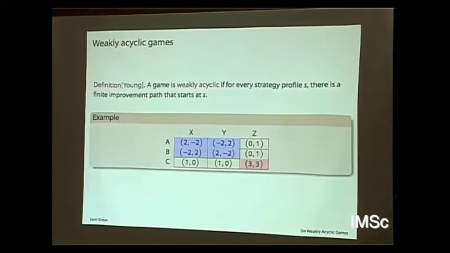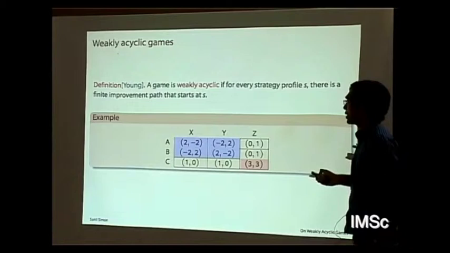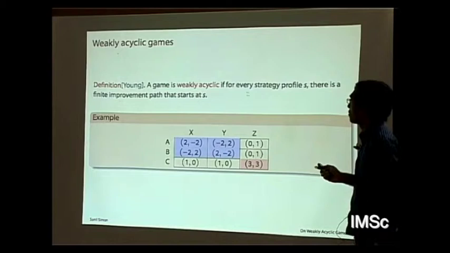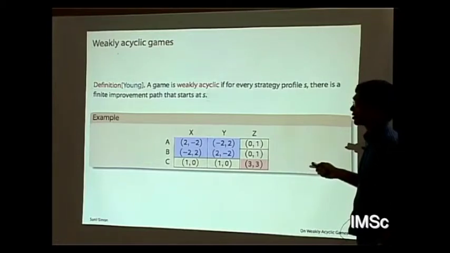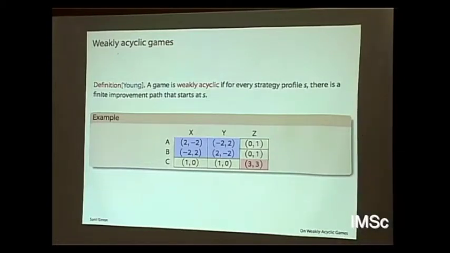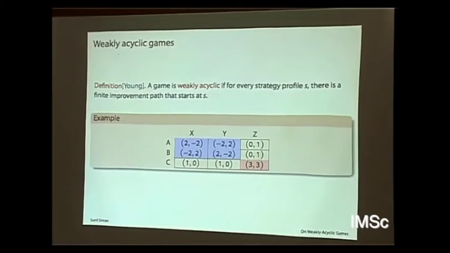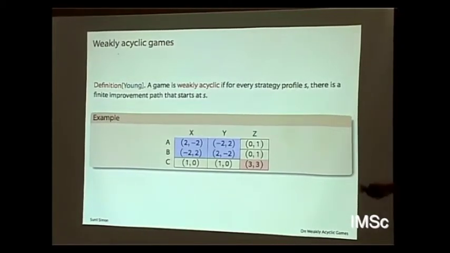So let's look at something else: what are called weakly acyclic games. A game is weakly acyclic if the following condition holds. You start with any strategy profile S, and there is a finite improvement path that starts at this strategy profile S. Remember, potential games said you can start with any profile S, every improvement path is finite, and it terminates in a Nash equilibrium. Weakly acyclic is slightly different. It's like a for all, there exists kind of condition. You can start with any profile, and there is a path which terminates in a Nash equilibrium.